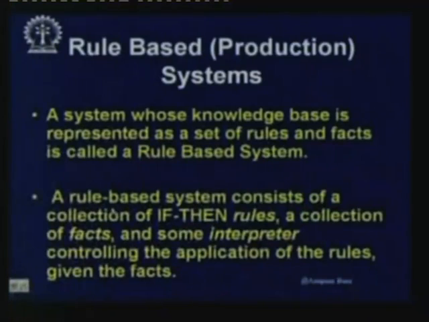So, we were talking about knowledge representation earlier. Logic was one form of knowledge representation. We will see different other types of knowledge representation as well. Now, rule-based system is therefore one type of knowledge representation where the knowledge is represented as a set of rules and a set of facts. Now, we have already seen this. A rule-based system consists of a collection of rules which are in if-then form and a collection of facts.